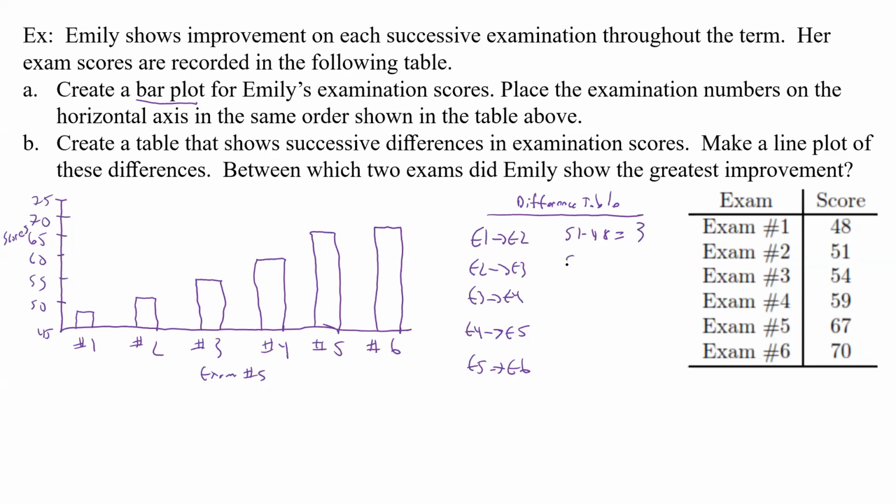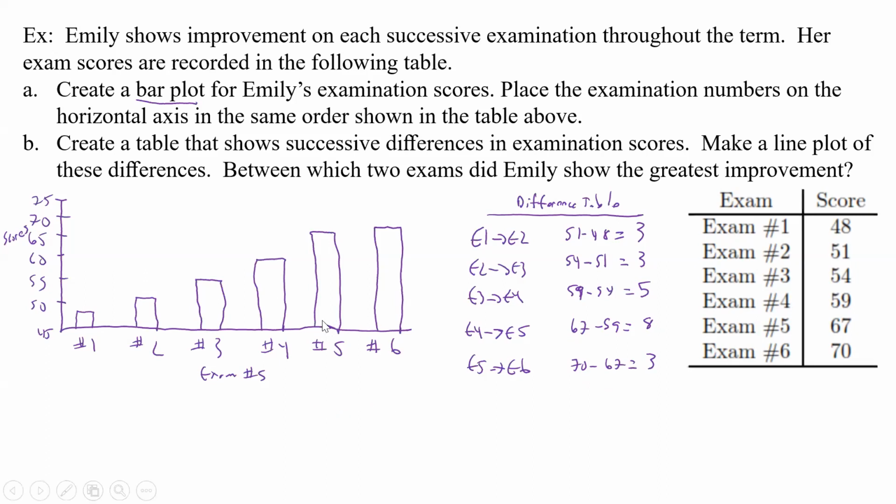Now we'll go from 54 minus 51. That's also 3. And then from 4 to 3, we're going to 59 minus 54. And 9 minus 4, that's going to give us a 5. And then 5 is 67 minus the 59, so that's going to give us 8. And 70 minus 67, that's back to 3. Okay. And so at this point, we could say, well, this is going to be the biggest difference going from 4 to 5. We get the biggest jump in positive, but we're supposed to kind of look at our plot here.